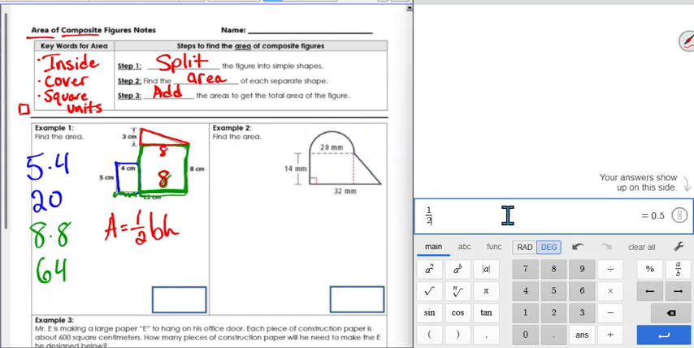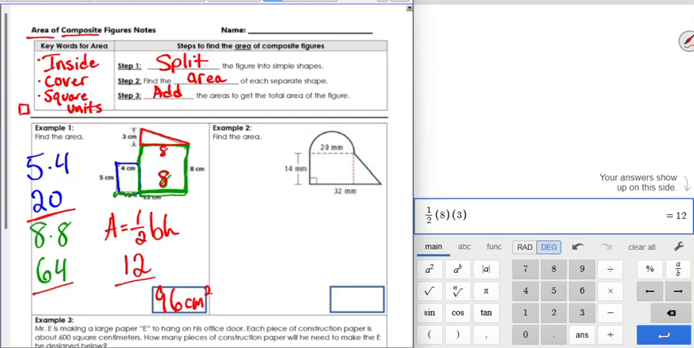So we could do 1/2 times the base of the triangle, which is 8, times the height of the triangle, which is 3, to find out that the area of the triangle is 12. And now we can just add those three numbers together. 20 plus 64 plus 12 tells us that the full area is 96 centimeters squared.